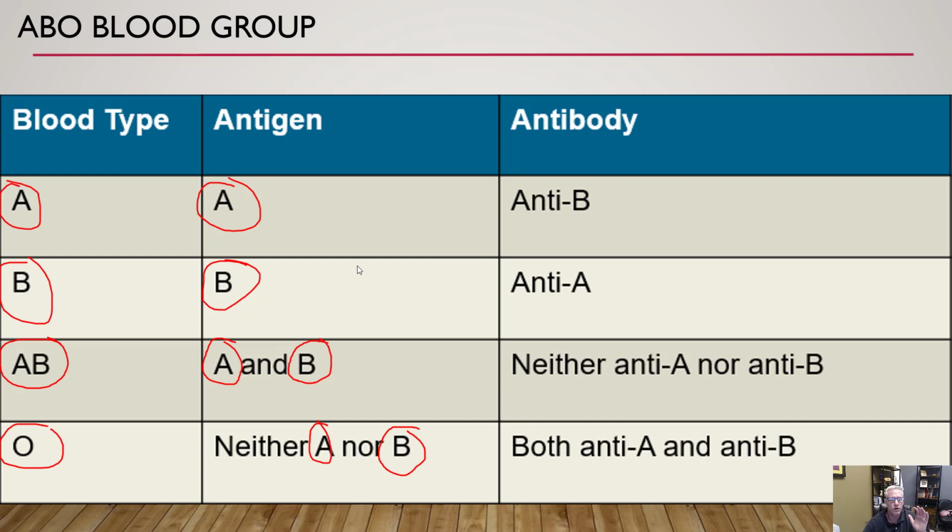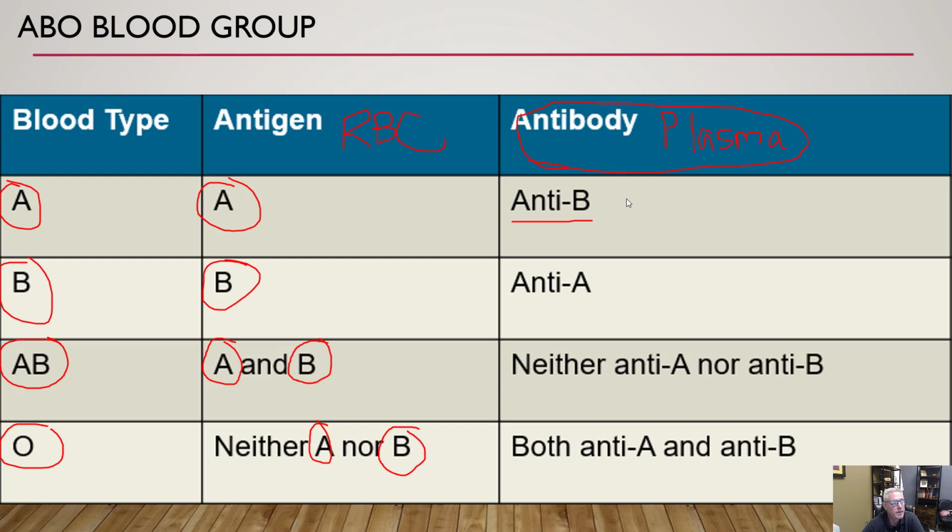So far, that's where students are like, yep, got it, I understand it. Now, this is where they get confused. Remember, antigen is on the red blood cell. Antibody is in the plasma. Remember, this antibody is what's going to evoke that response if there is a reaction. So in type A blood, we have anti-B antibodies.